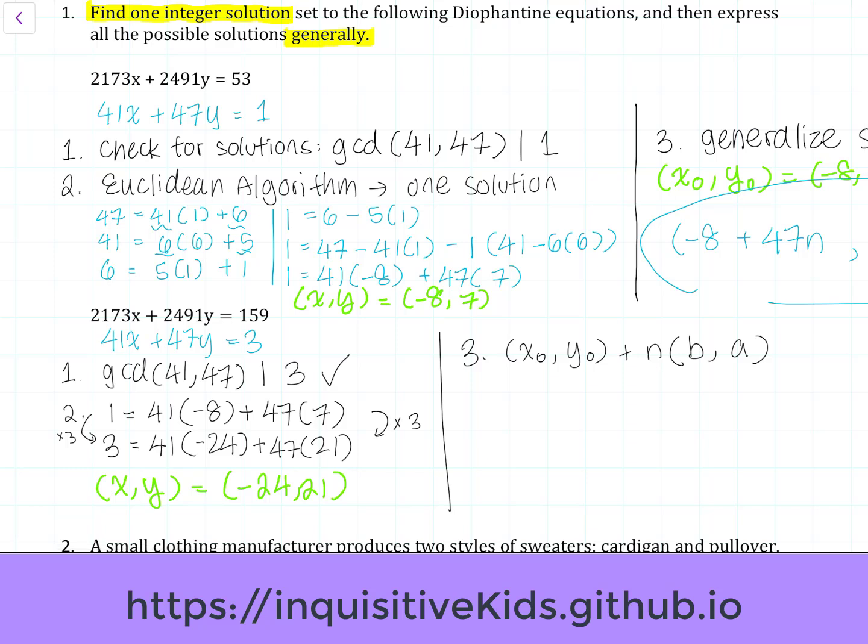Now let's plug in the values. Well, we know that in this case, x0 is negative 24, and we're adding on bn. But what is the second coefficient here? B is just the coefficient of y, and in that case, it's 47. So plus 47n, and y0 is 21. So 21 plus an, and in this case, a is equal to 41. So 41n. This is the general solution of the second Diophantine equation. So using these 3 main steps, we can solve any linear Diophantine equation using the Euclidean algorithm and then applying the general formula.